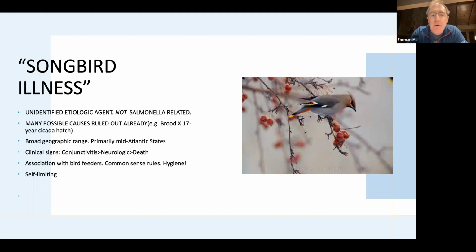The good thing about songbird illness that most of you know is that even though we didn't know what caused it and there really wasn't any treatment, the way we would treat this from a veterinary perspective is just supportive care, nursing care, if we had the ability to do that on a case-by-case basis. But what happened with songbird illness is that it was self-limiting. And what that means is it went away on its own. So we'll see what happens this spring. Okay, Bernie, let's go ahead and go to the next slide.